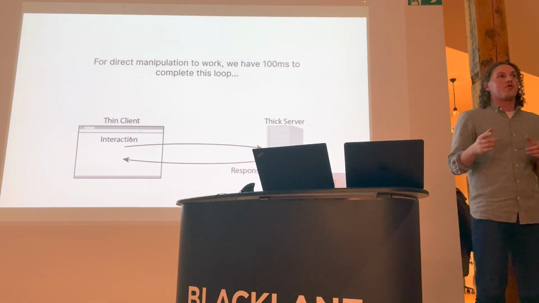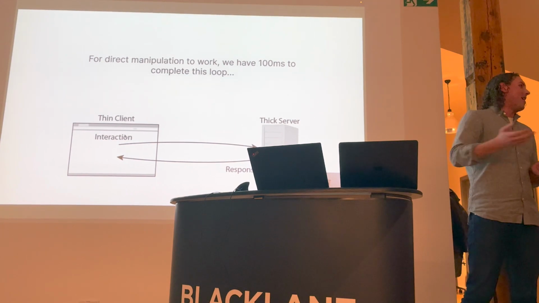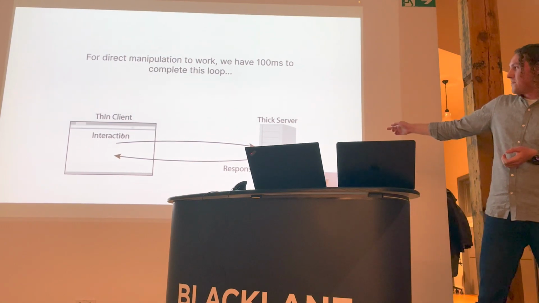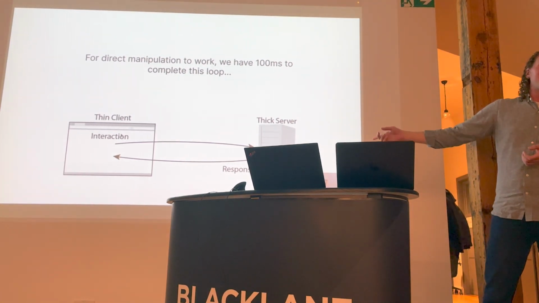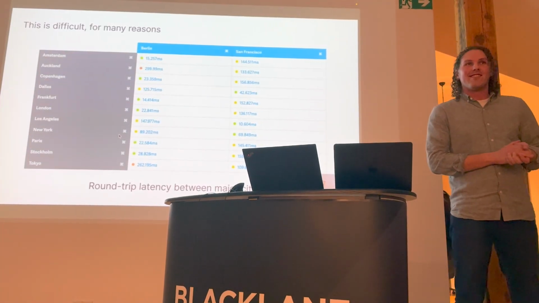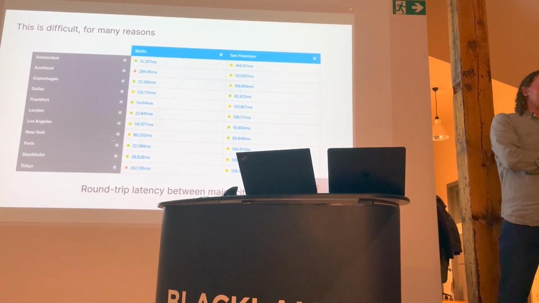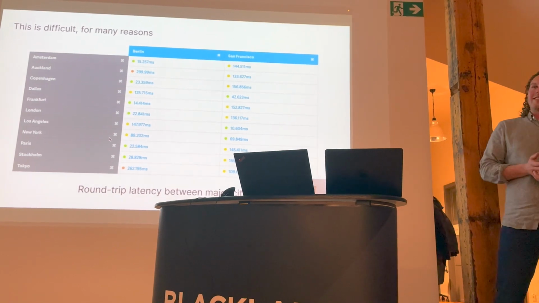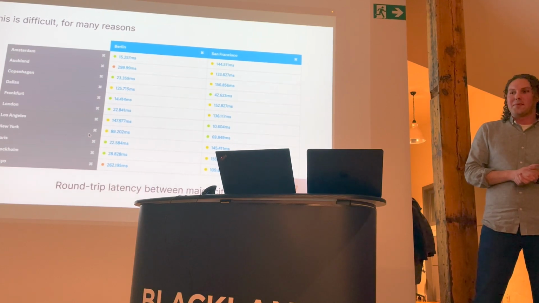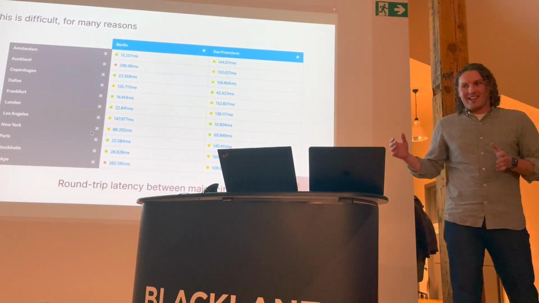But let's remember, for this direct manipulation experience that people really like to work, we need to respond within 100 milliseconds. That means if you have a thin client, thick server, you only have 100 milliseconds to complete this loop. And there's a lot of reasons that's difficult. For example, if I have a server here in Berlin and I have a user in New York, it takes about 90 milliseconds just to send that data to New York and back. So that only leaves me with like 10 milliseconds to do all my computation. So that's tricky.